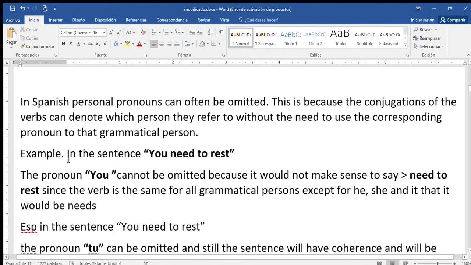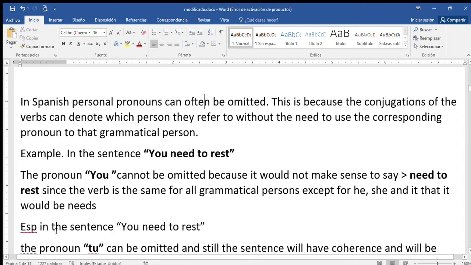Example, in the sentence "you need to rest," the pronoun "you" cannot be omitted because it would not make sense to say "need to rest," since the verb is the same for all grammatical persons except for he, she, and it, that you would be "needs." You know more than me about that.